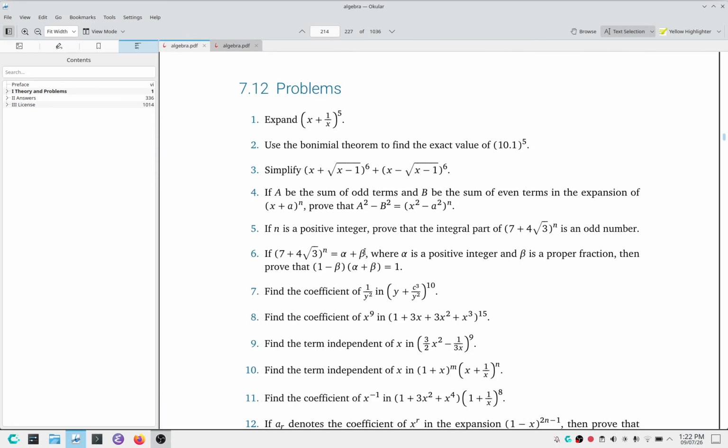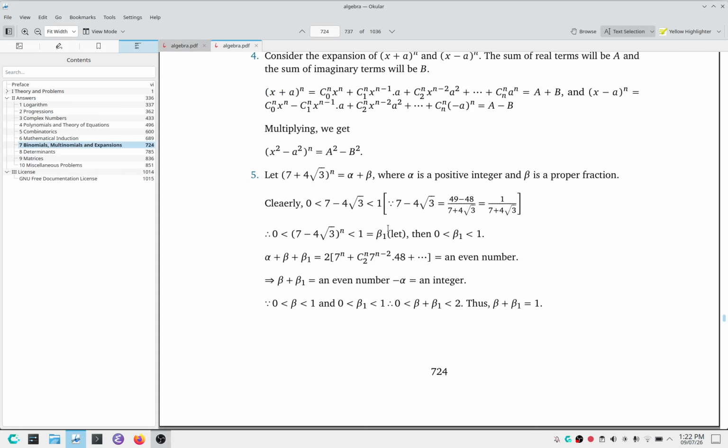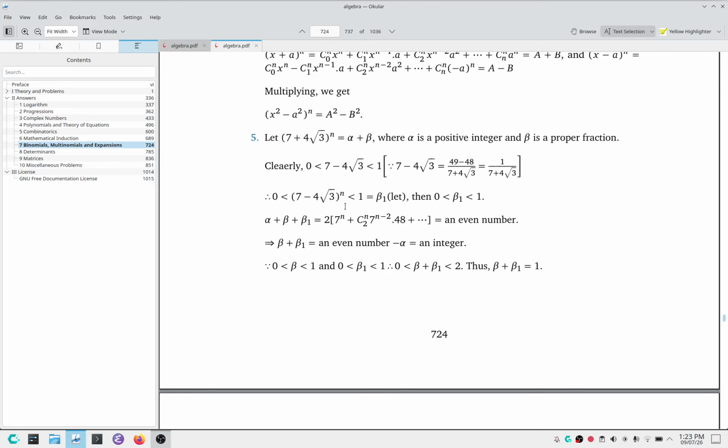Question 5 says that if n is a positive integer, prove that the integral part of (7 + 4 sqrt(3))^n is an odd number. So we let (7 + 4 sqrt(3))^n be equal to alpha plus beta, where alpha is a positive integer and beta is a proper fraction. Now clearly 0 is less than 7 - 4 sqrt(3), which is less than 1. You see that from this formula. Okay.